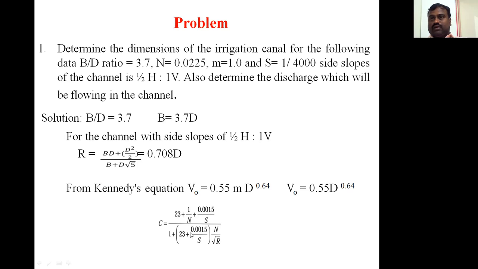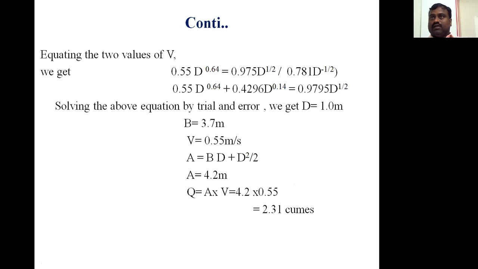So substituting the given values of roughness coefficient N and bed slope S, along with the hydraulic radius R, C is calculated. Substituting C in Kutter's equation, the mean velocity is calculated. So again, that also results in terms of depth of flow D only.